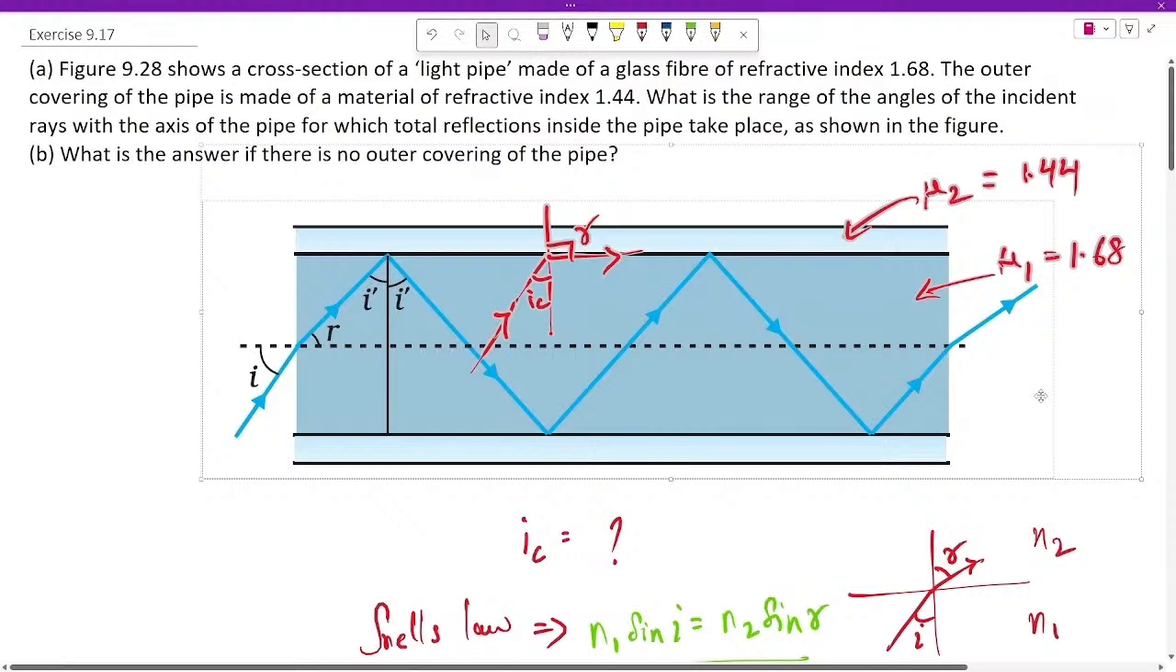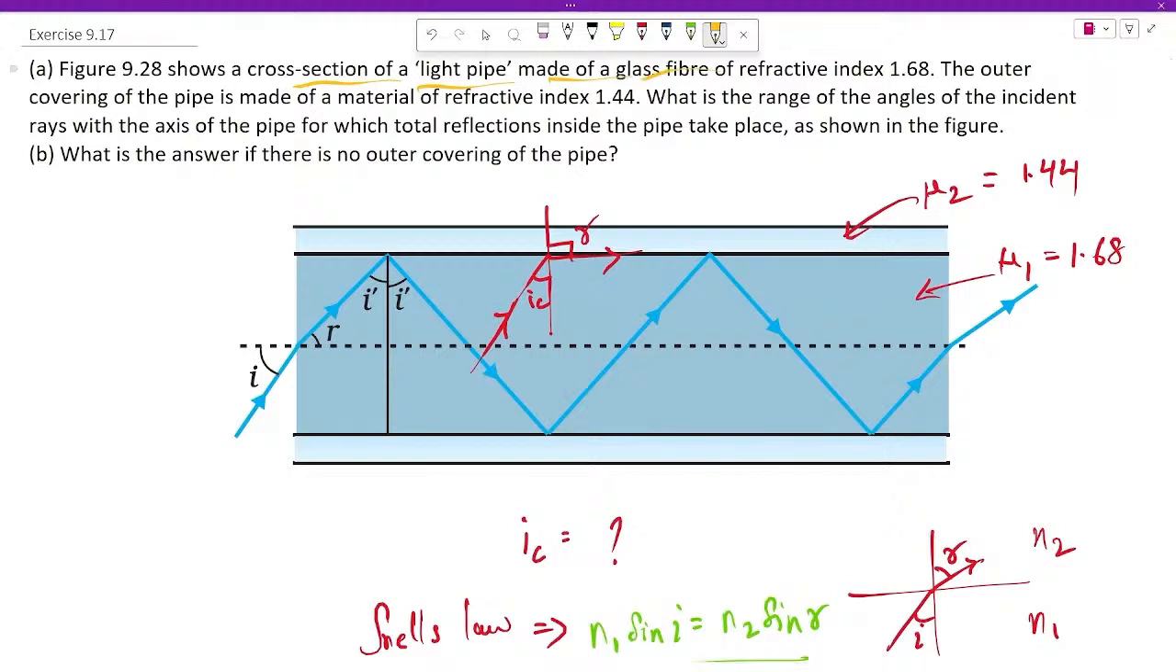The question is saying that figure 9.28 shows a cross section of a light pipe made of a glass fiber of refractive index 1.68. The outer covering of the pipe is made of material of refractive index 1.44. What is the range of the angle of incident rays with the axis of the pipe for which the total internal reflection inside the pipe takes place, as shown in the figure? What is the answer if there is no outer covering of the pipe?